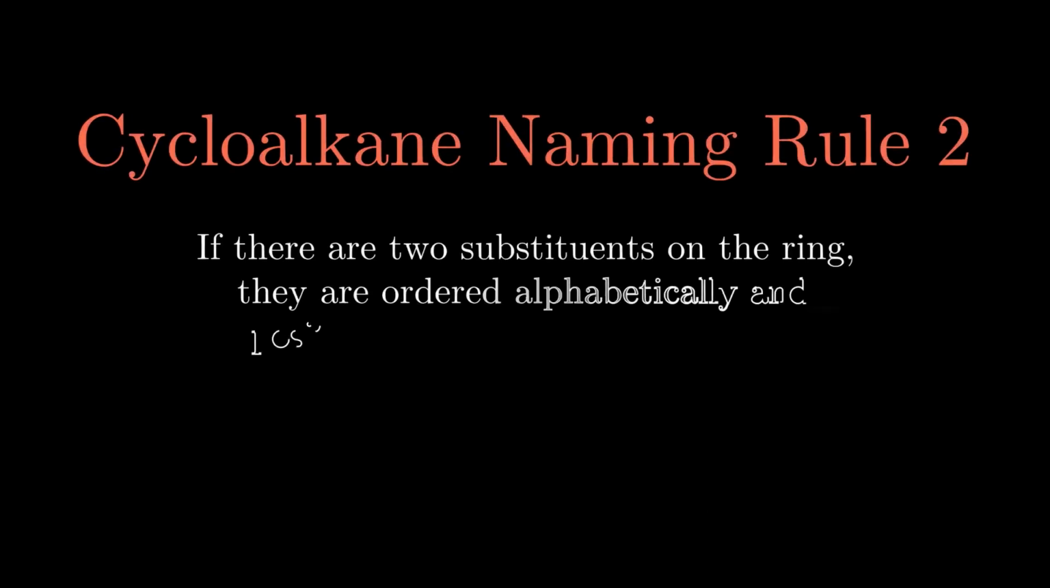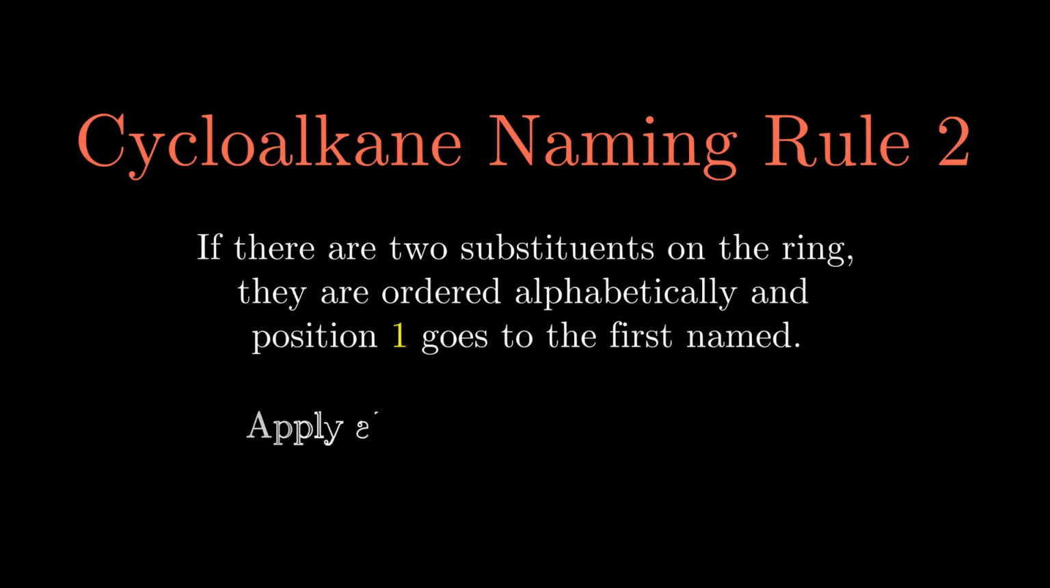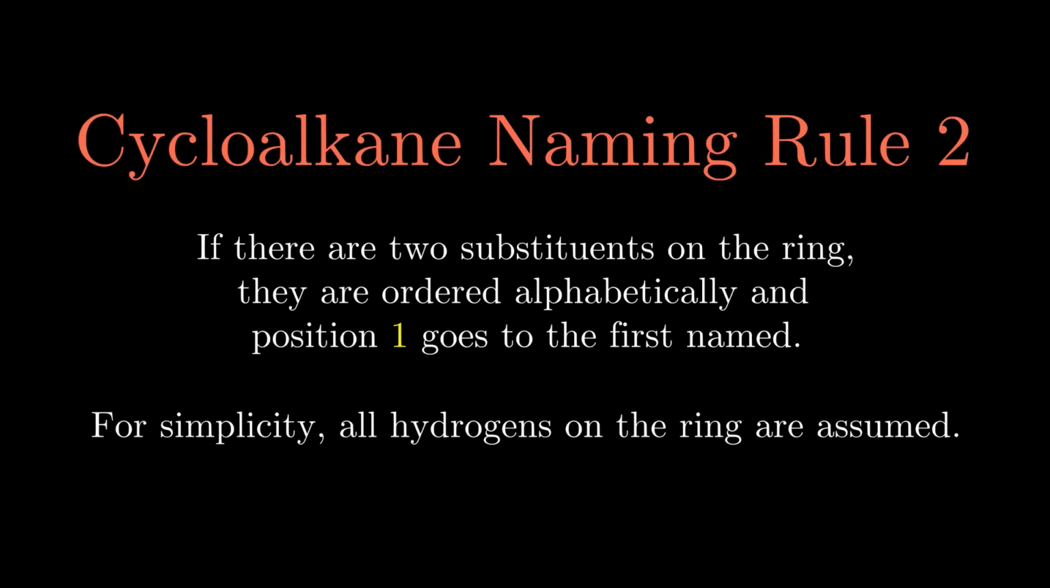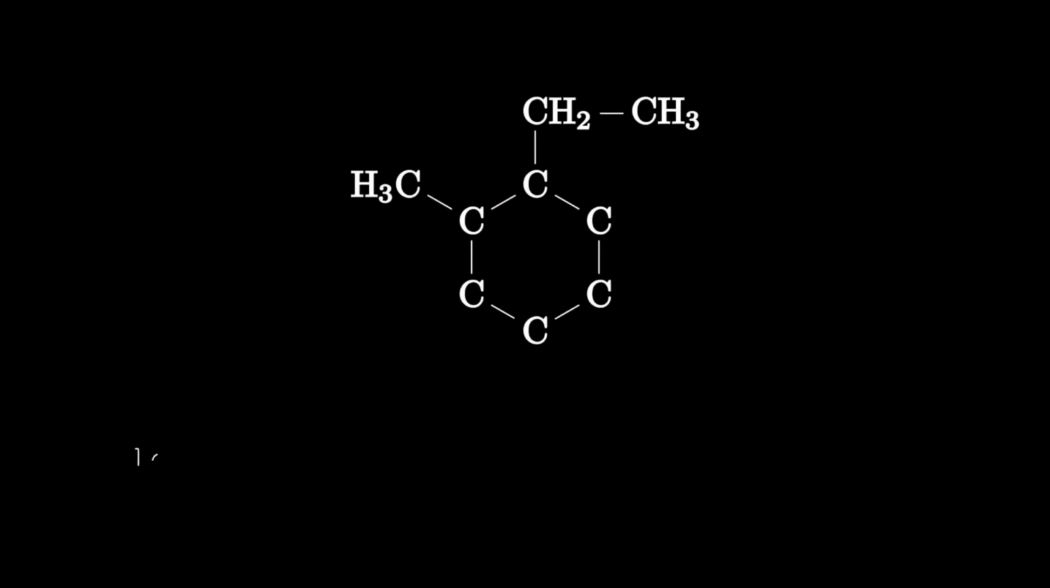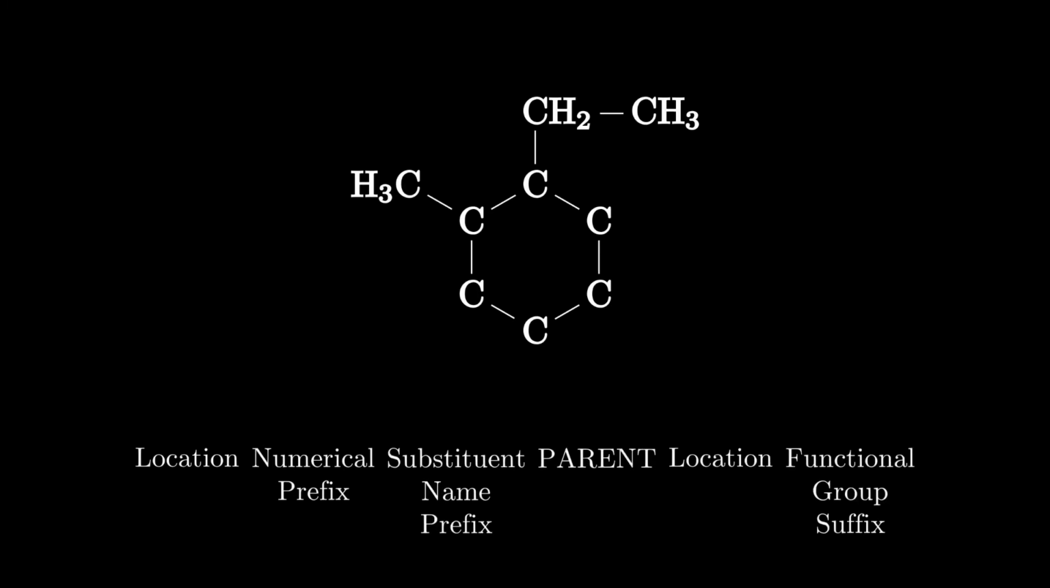However, if there are 2 substituents on a ring, they are cited alphabetically and position 1 goes to the first one named. This means we check the clockwise and anti-clockwise directions in order to determine the other number. So with that brief description of the rule, why not give naming this molecule a go?